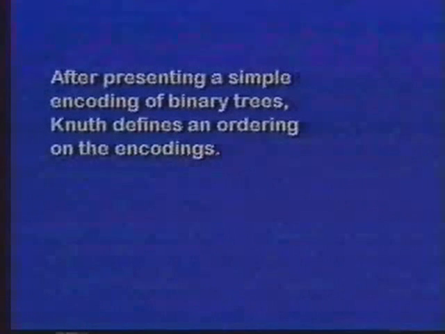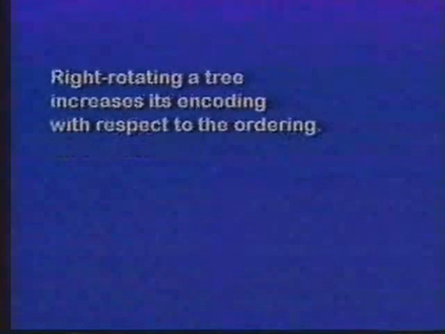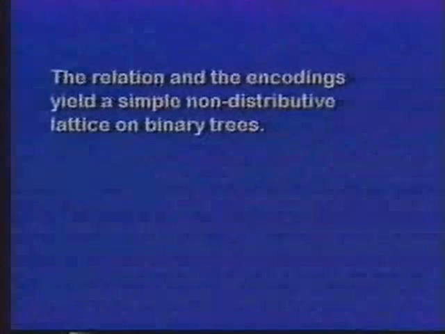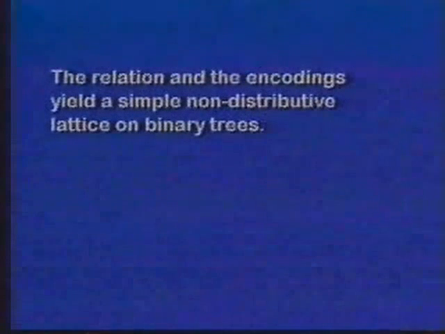After presenting a simple encoding of binary trees, Knuth defines an ordering on the encodings. Right rotating a tree increases its encoding with respect to the ordering. The relation and the encodings yield a simple, non-distributive lattice on binary trees.